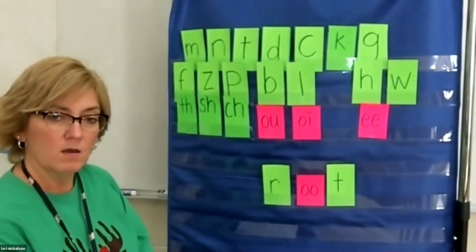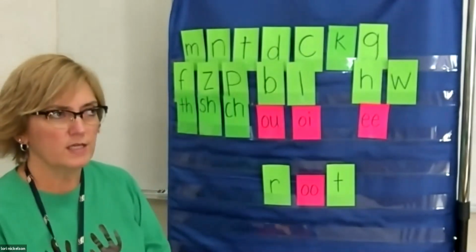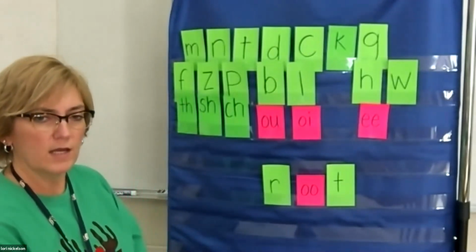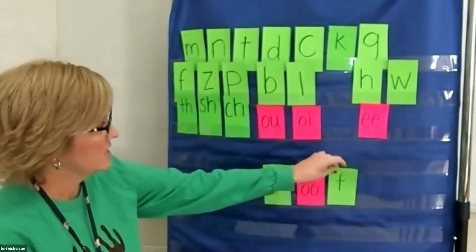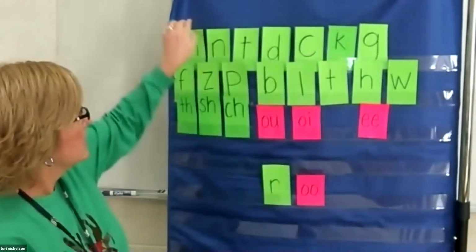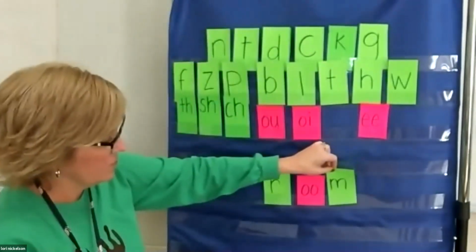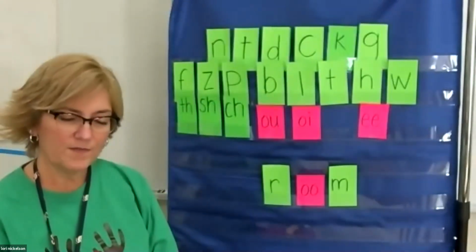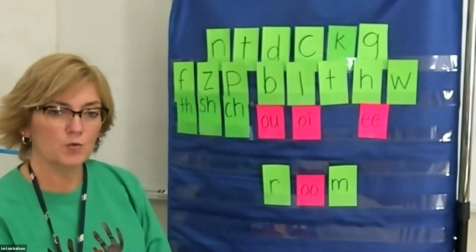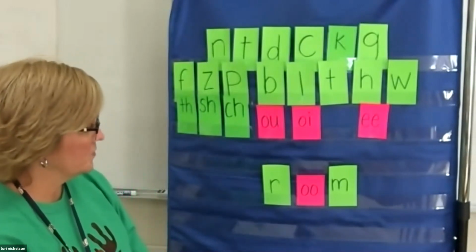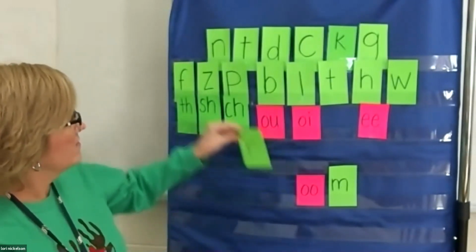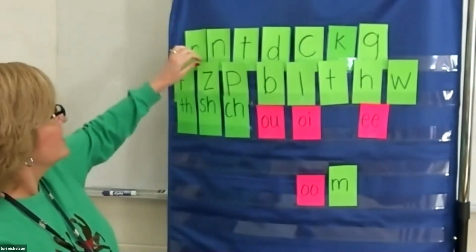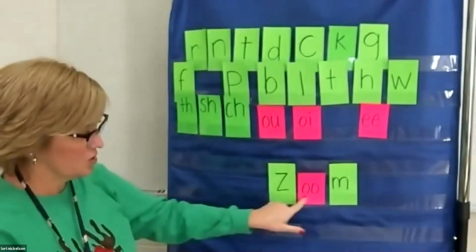Great job. Now what if I want to make root into room? What letter do I need to change? The T and make it a M, and now I have the word room. Great. What if I want to change room to Zoom? What letter do I change? The R with the what? A Z. Awesome. Zoom.